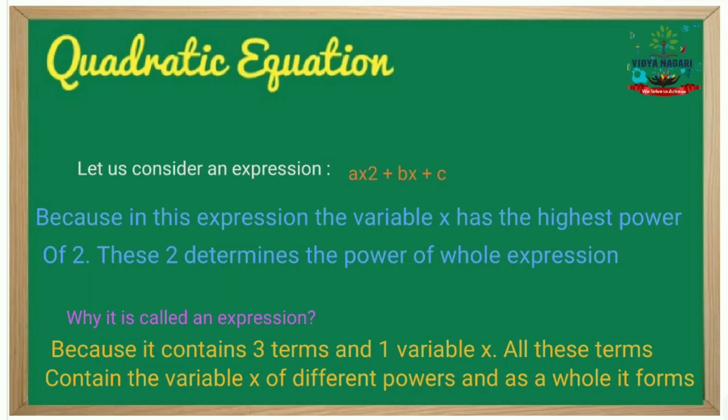And why is it called an expression? Because it contains 3 terms and 1 variable x. All these terms contain the variable x with different powers, and combined, they form an expression.